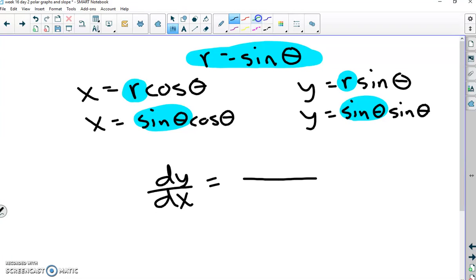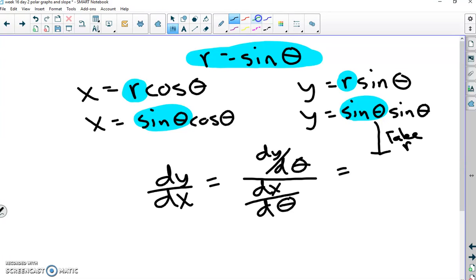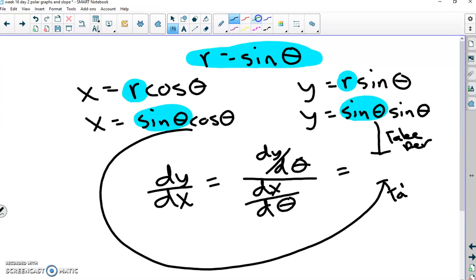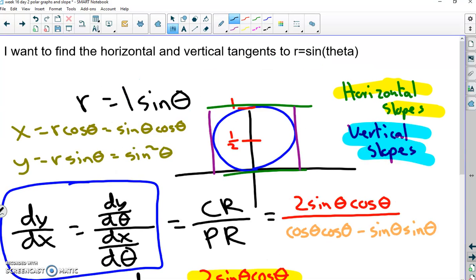Could I say dy/dx is dy d theta over dx d theta? Good with that? Which is going to be, let's see, take this derivative over, take this derivative. Good with that? Okay, and I did the math there.